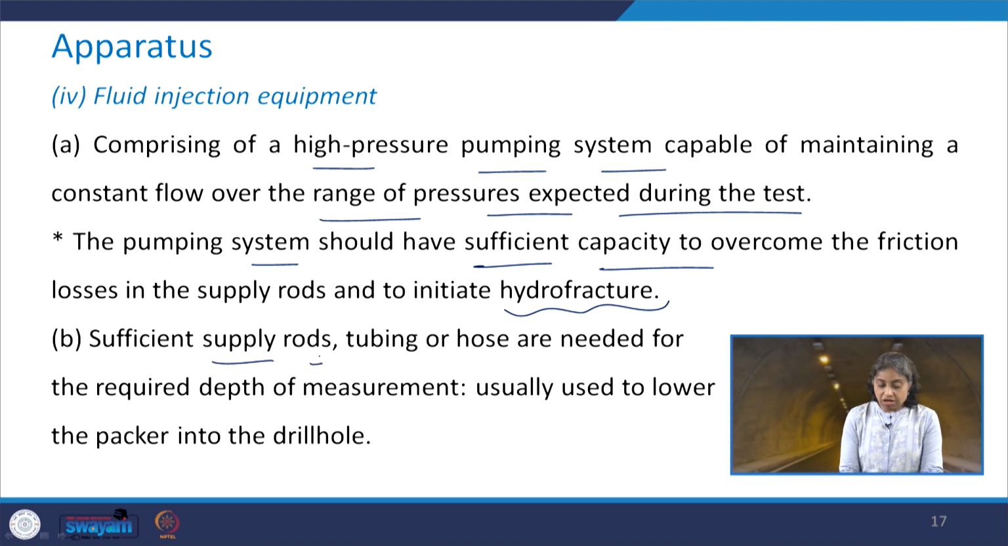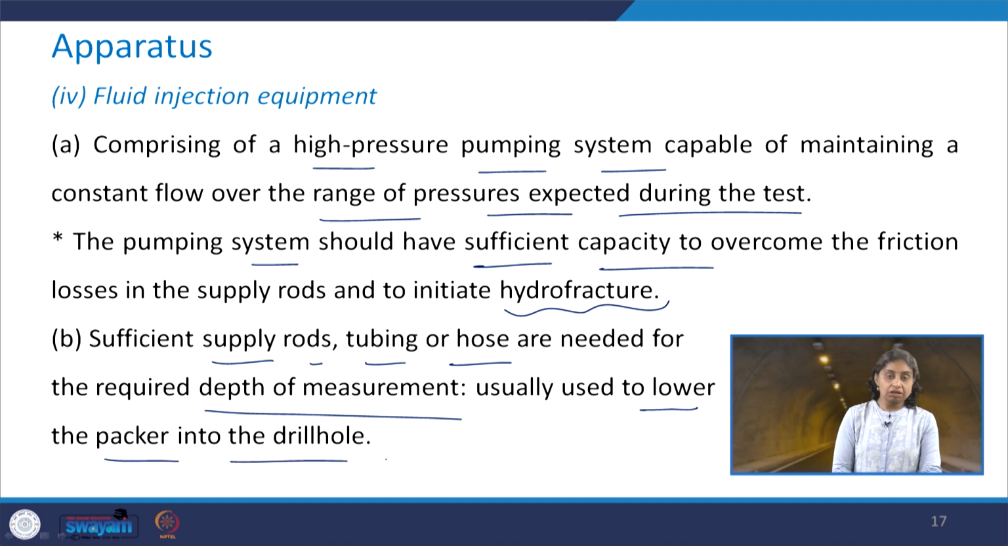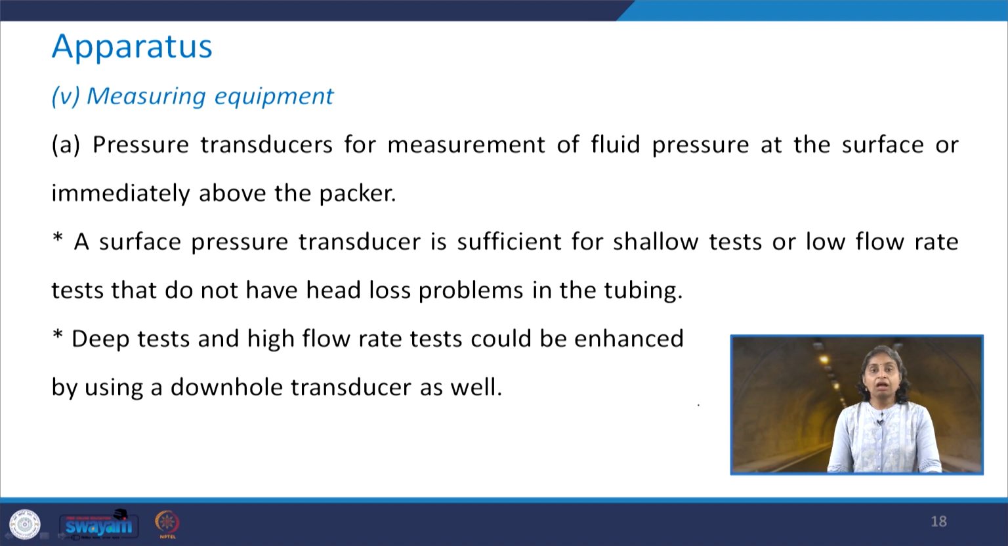Sufficient supply rods, tubing or hose are needed for the required depth of measurement, which is usually used to lower the packer into the drill holes. We need the measuring equipment. The first one is the pressure transducers for measurement of fluid pressure at the surface or immediately above the packer, immediately above the packer when you have the single packer system.